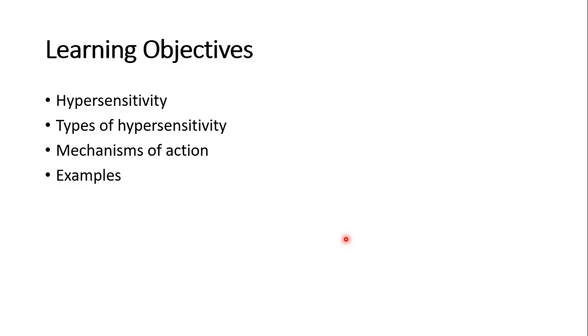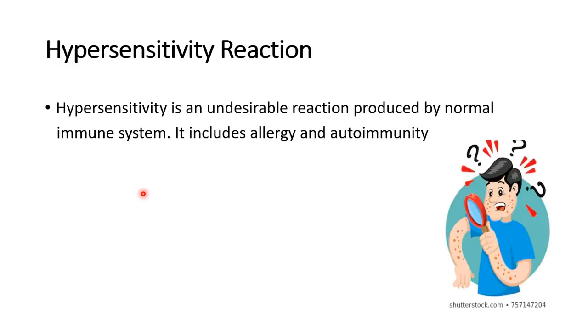So let's start. The learning objectives for today's lecture are to define hypersensitivity, to know the different types of hypersensitivity reaction, and to understand the mechanism of action of each type of hypersensitivity along with an example. So hypersensitivity is an undesirable reaction which is produced by the normal immune system. It includes allergy and autoimmunity.